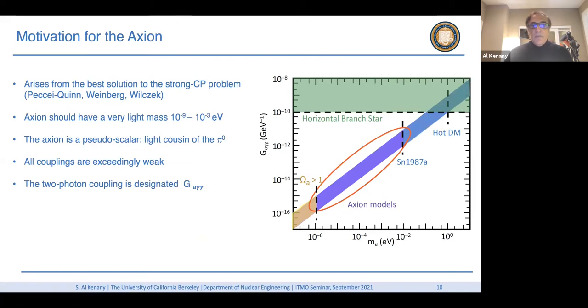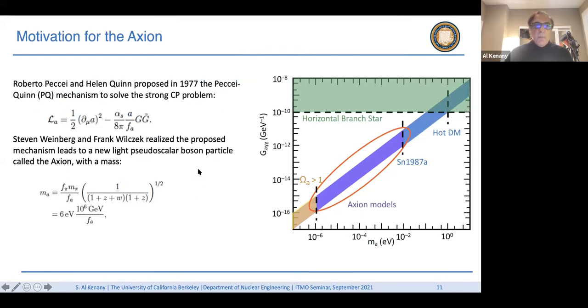And the axion should have a very light mass, 10 to the minus 9 to 10 to the minus 3 eV. The axion is a pseudo-scalar, a kind of light cousin of the pion. And again, the couplings are exceedingly weak. The two-photon coupling is designated by the symbol g_aγγ, which means 2 photons and 1 axion. Roberto Peccei and Helen Quinn proposed this in 1972.